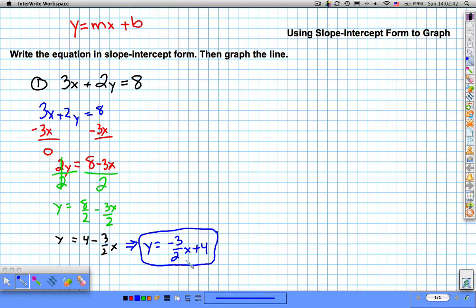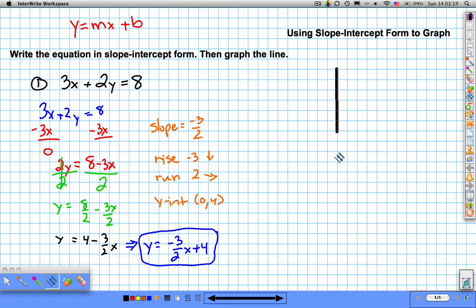And now that it's in slope-intercept form, I can use my previous skills of just slopes and y-intercepts to graph it. So let's pull that out so then we know exactly what to use. So first off, our slope is going to be negative 3 halves. That means I'm going to rise a negative 3, which means I'm going down 3. And I'm going to run a positive 2, which means I go to the right. And our y-intercept is positive 4. If you recall, we did do this before, so this hopefully is just review.